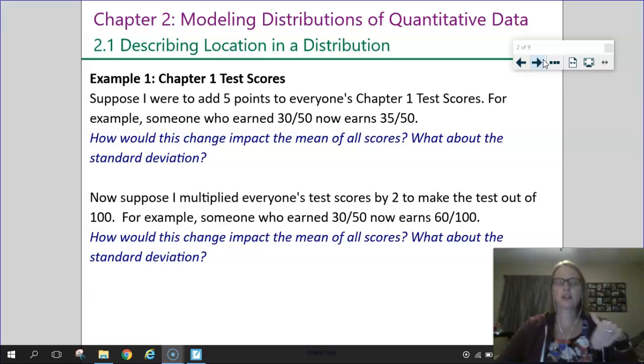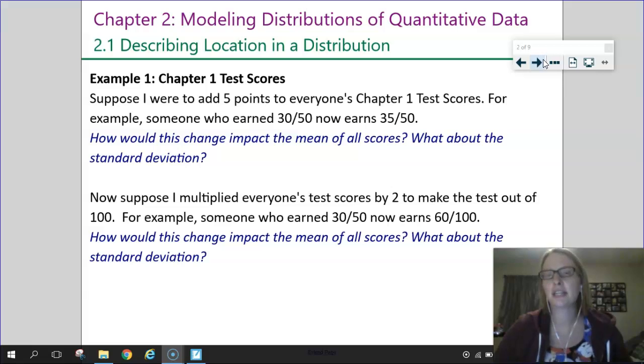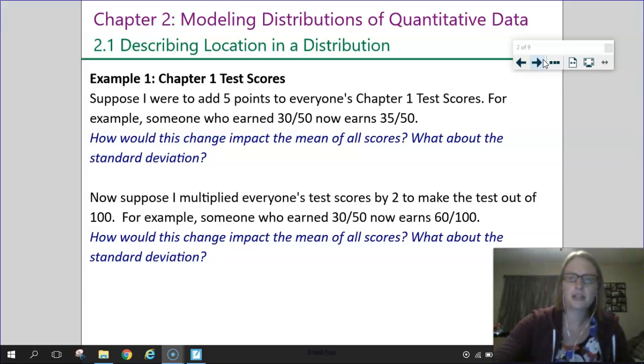Then think about a second scenario. Instead of adding 5, what if I multiplied everyone's test score by 2 so I could put them in the gradebook out of 100? Now someone who got a 30 out of 50 on the test actually gets a 60. How would that impact the mean or the standard deviation? Let's take a look when we have some data to compare this.